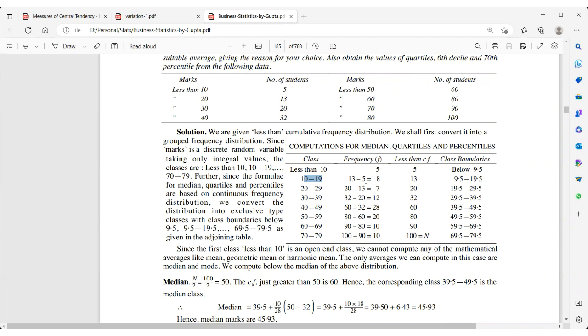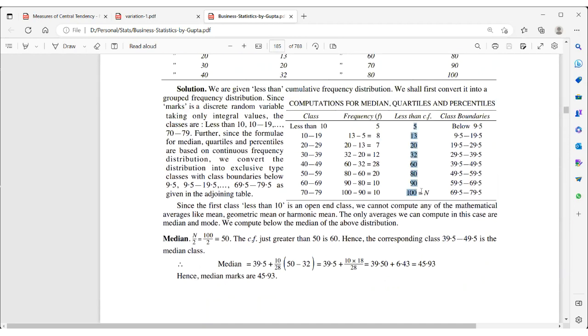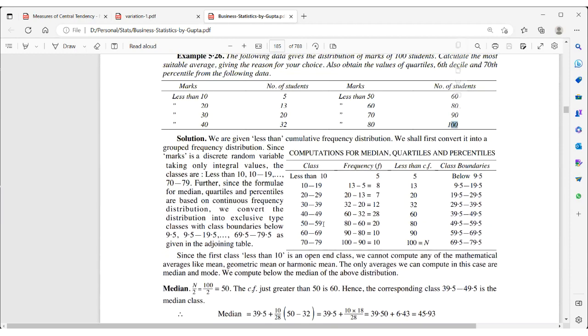So that is 13 minus 5, it comes to be 8. Similarly, we keep subtracting, 30 minus 20, and we got these frequencies. These are the frequencies for the corresponding marks, right? Now see, in this case, the value of n is the total, which comes to be 100. If we add all these, we get the value 100. Fine.